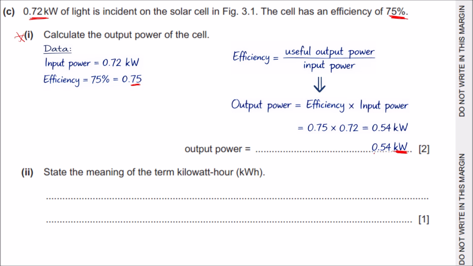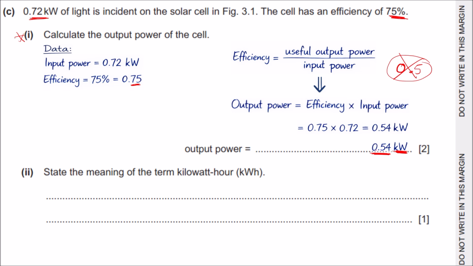Number 2, I've presented my answer to a minimum of 2 significant figures. Avoid answers like 0.5, where you round off to 1 significant figure. With this, the answer mark, you will lose it. All answers are supposed to be a minimum of 2 significant figures with an appropriate unit.